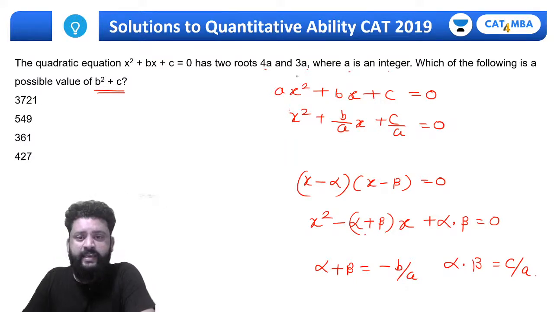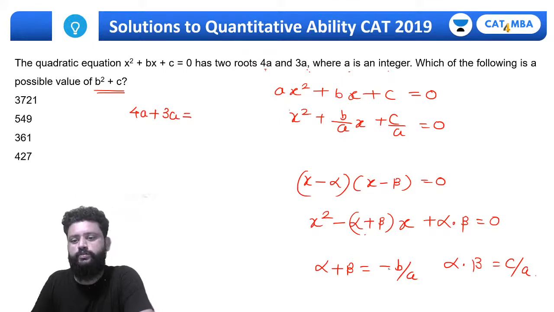So if we apply here, sum of the roots 4a plus 3a must be equal to minus b by a, must be equal to minus b. And the next thing, 4a into 3a, the multiplication of the roots must be equal to c.